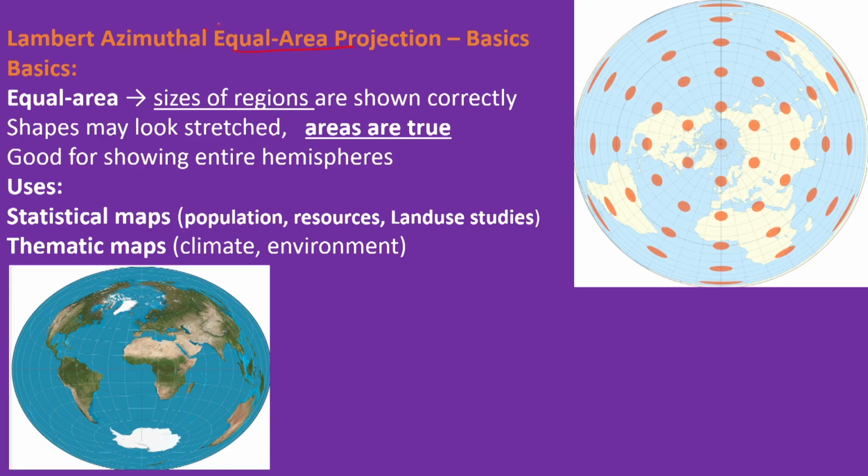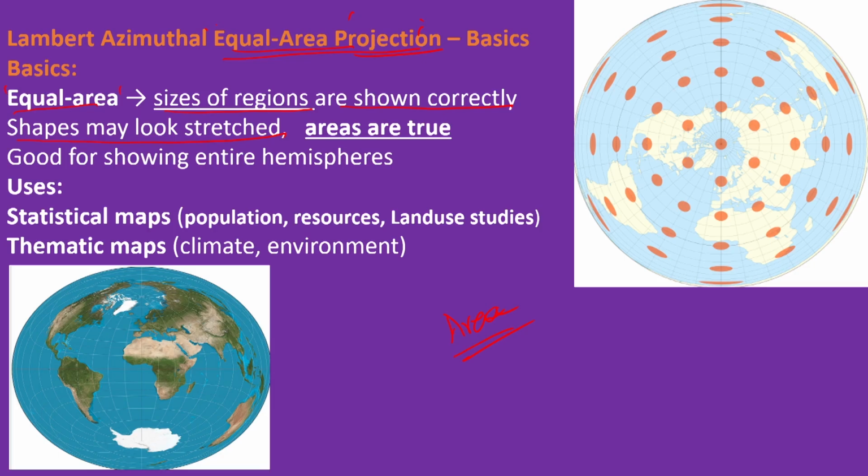The name itself clearly says equal area projection, which means that obviously it retains the area so precisely. So with equal area, the size of the regions is shown correctly, though shapes may look stretched. The area is retained so precisely that for any area calculation, like land use or resource or population density calculation, area measurement is very, very essential.